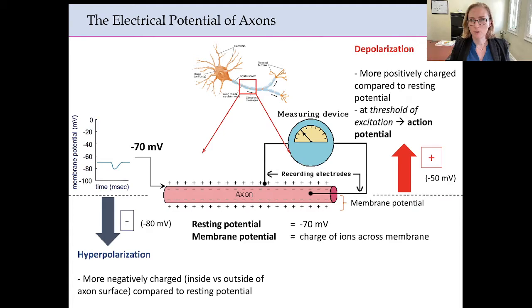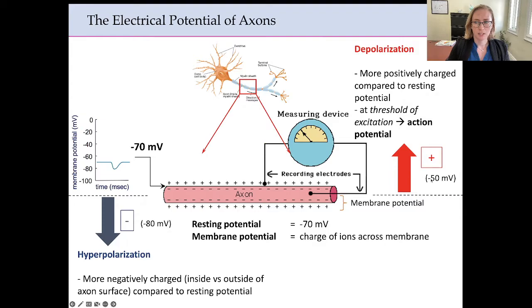What we're going to mostly be talking about, especially related to the action potential, is depolarization. So something happens where all of a sudden the inside of the axon becomes much more positively charged than before. Resting potential is -70. A change happens where now all of a sudden it becomes depolarized, so more positively charged compared to resting.